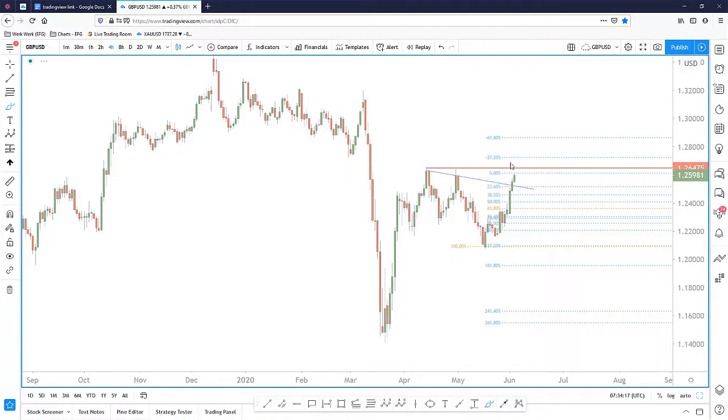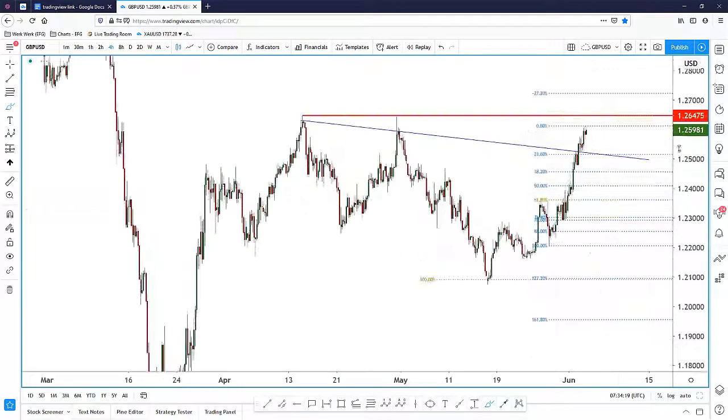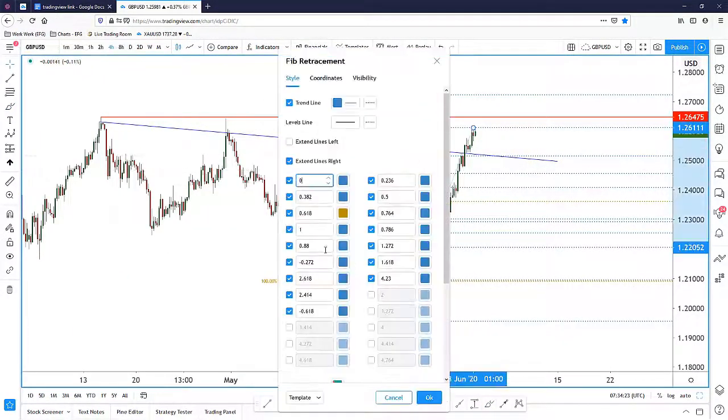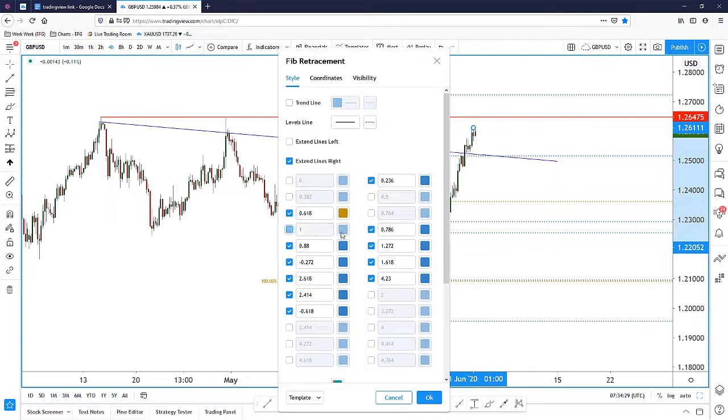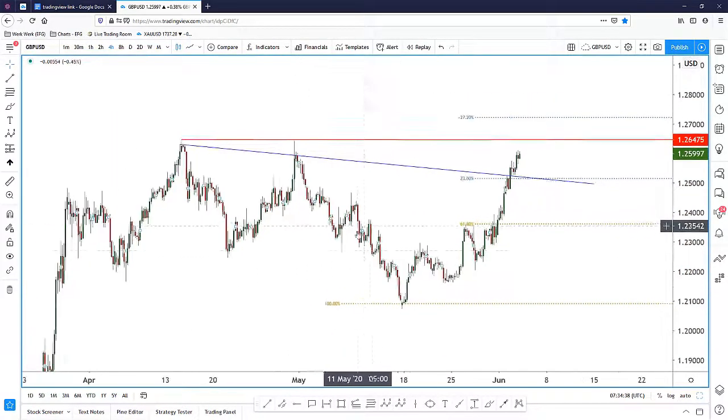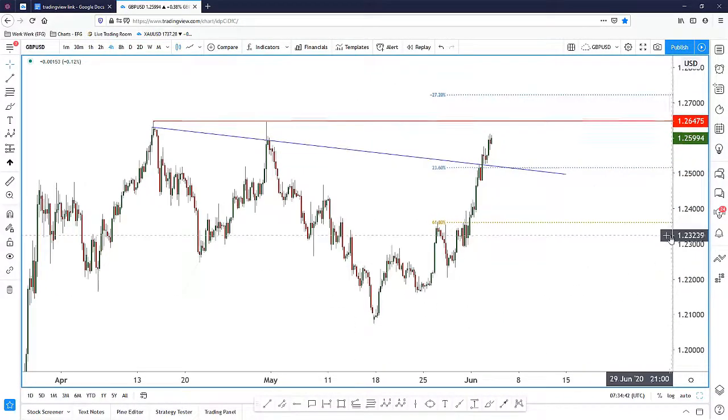So on the 4 hours, we should be careful of going against the bigger time frame. So what I want to do is I want to highlight the 23.6%, the 61.8, and the negative 27.2. Okay, so these are the levels, right? We can ignore this 100% because I just wanted to show you guys the reversal.